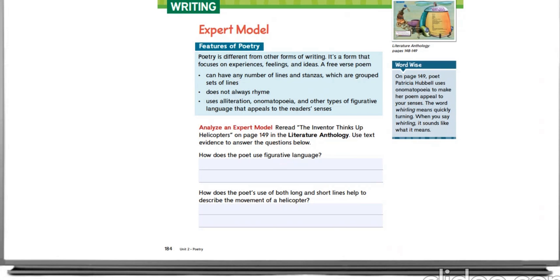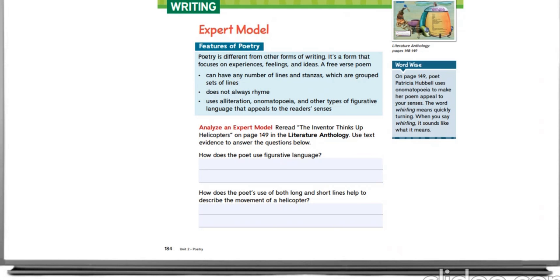Poetry is different from other forms of writing. It's a form that focuses on experiences, feelings, and ideas. A free verse poem can have any number of lines and stanzas, which are grouped sets of lines, does not always rhyme, uses alliteration, onomatopoeia, and other types of figurative language that appeals to the reader's senses.